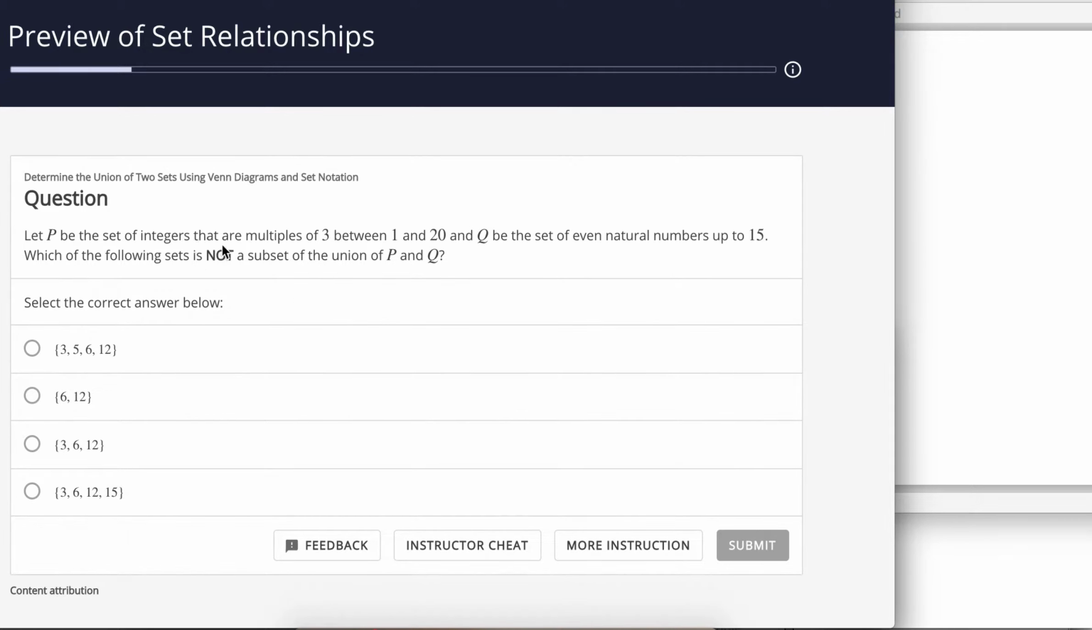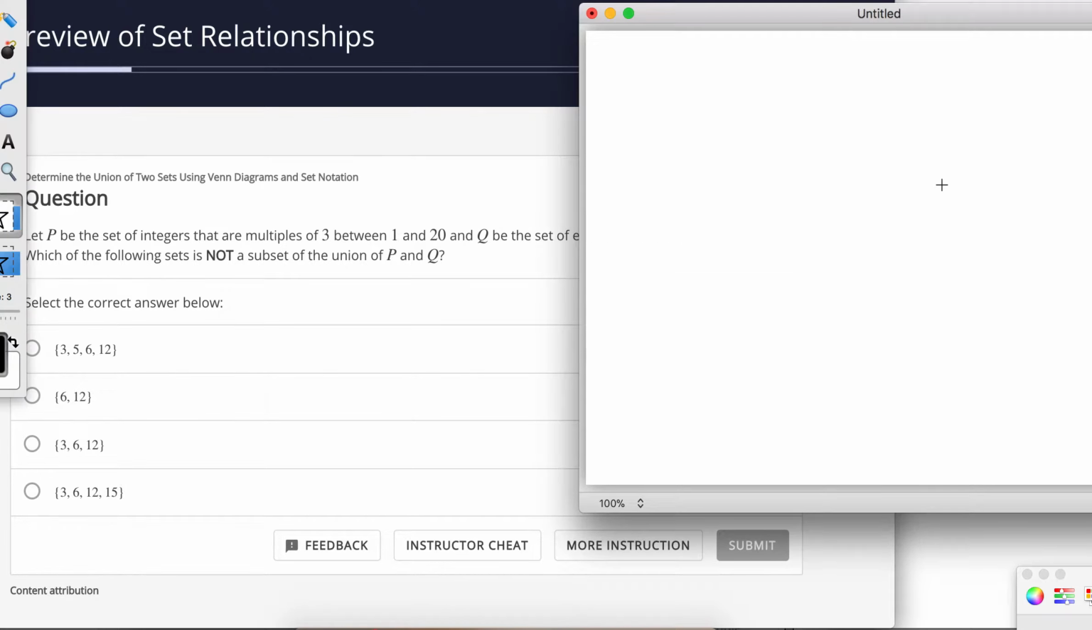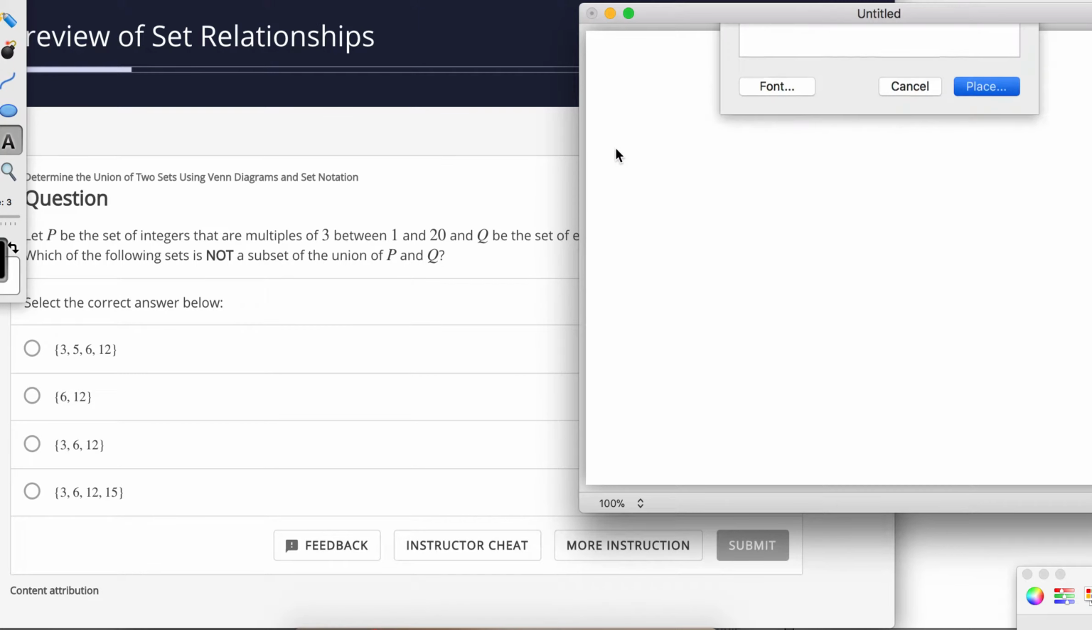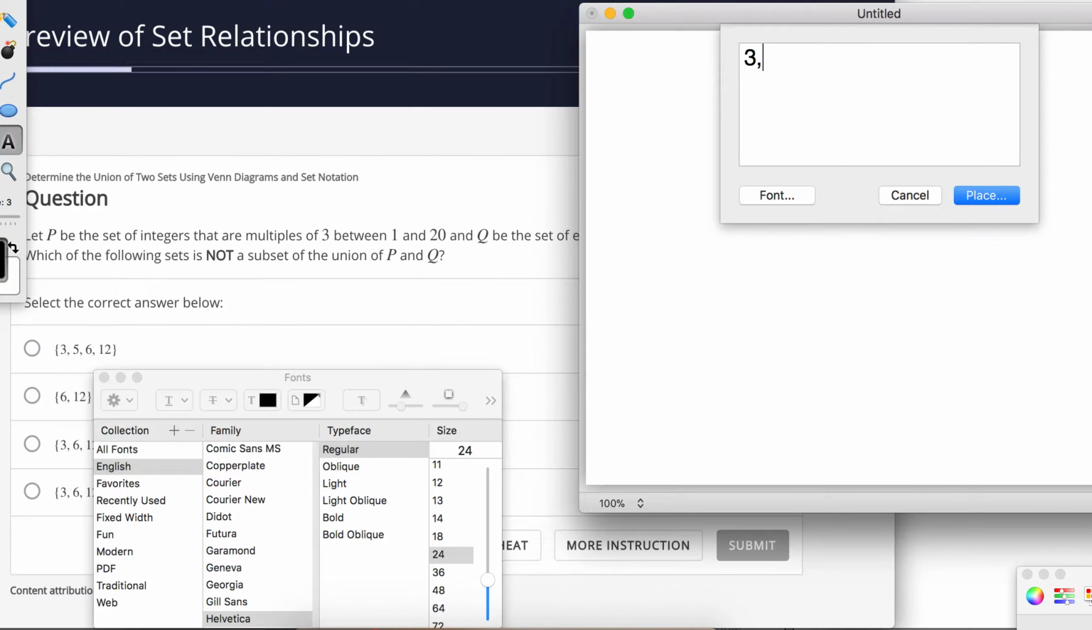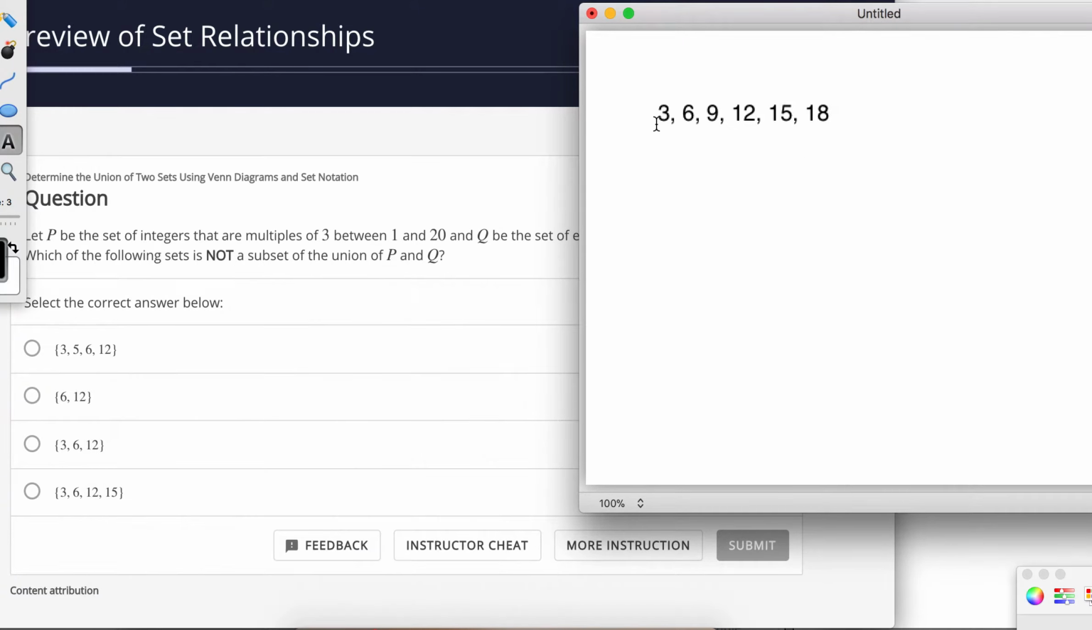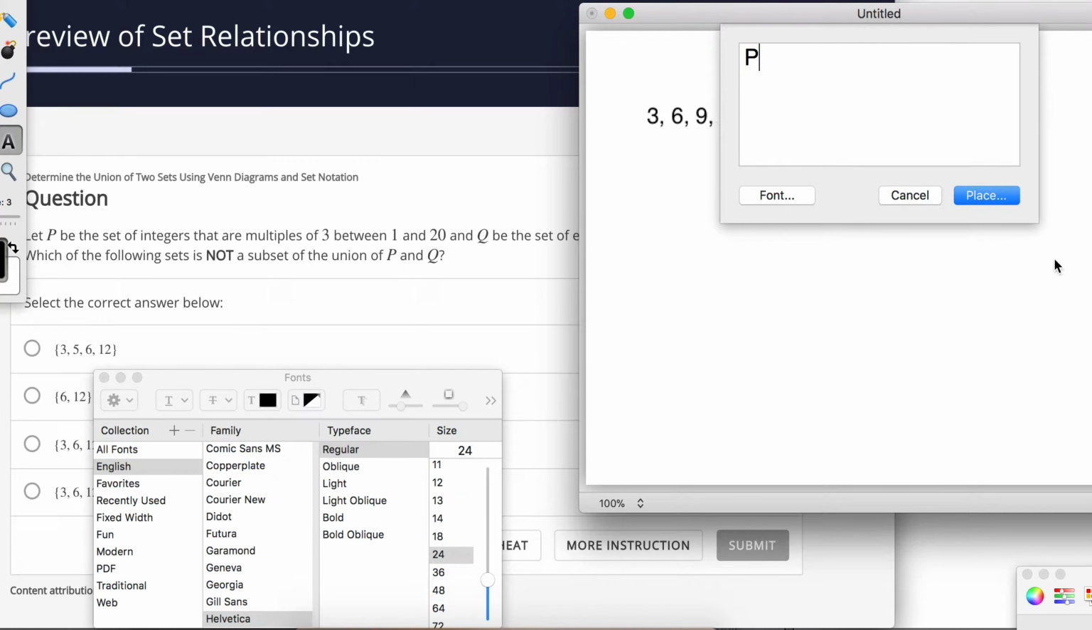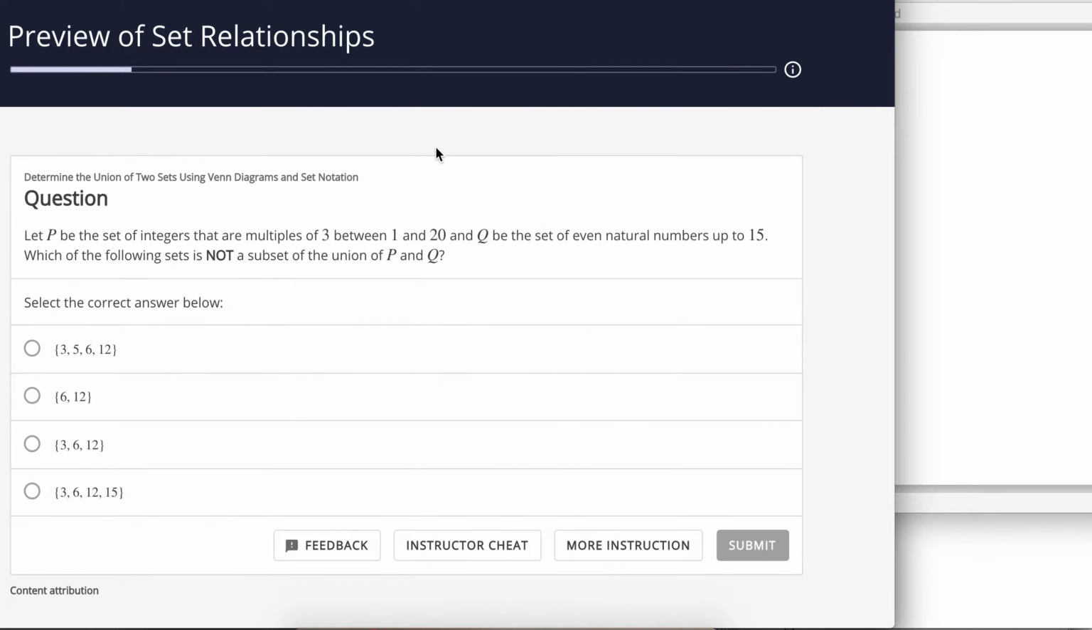Okay, so P is a set of integers that are multiples of 3 between 1 and 20. So we could list those out real quick. Multiples of 3: 3, 6, 9, 12, 15, 18. That's the set P, okay? A little P up there so I know.